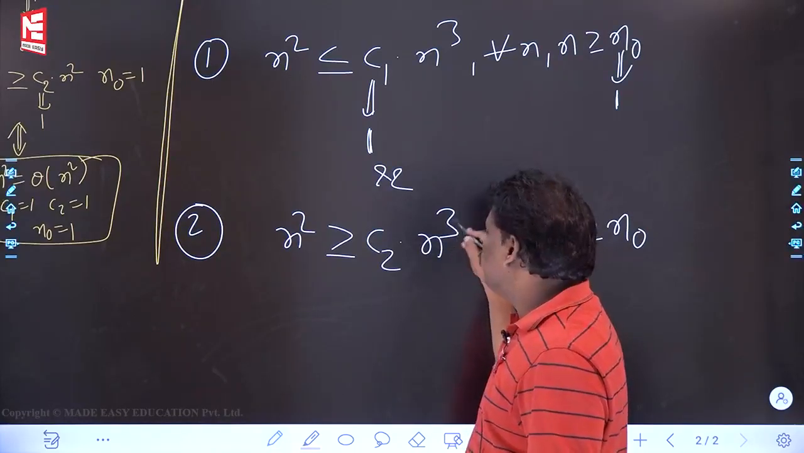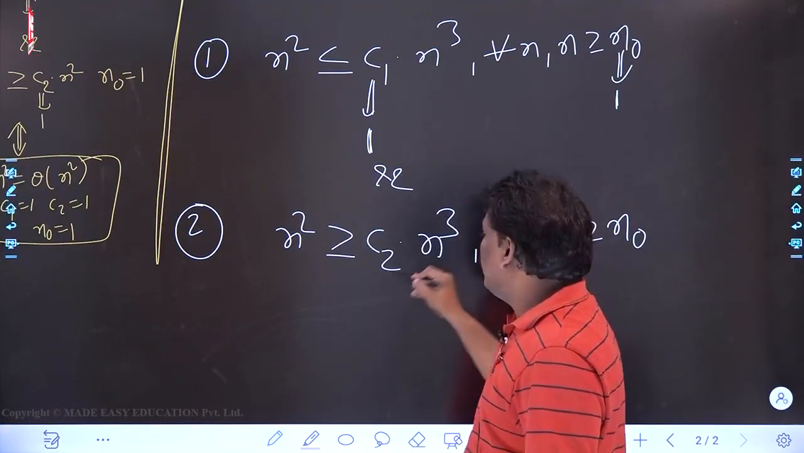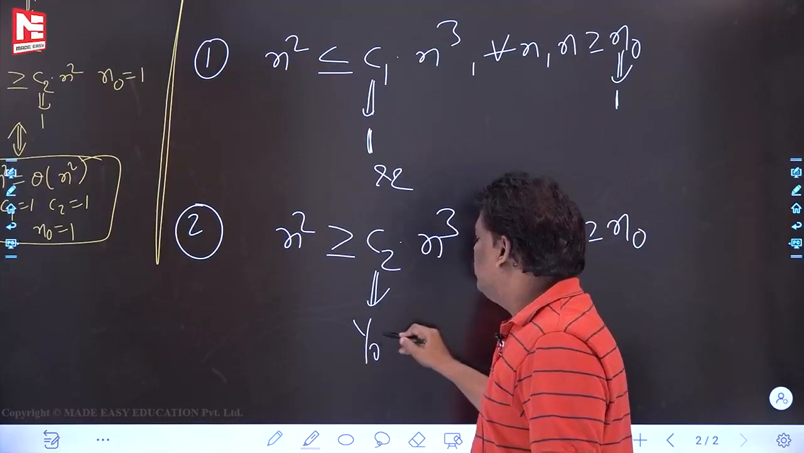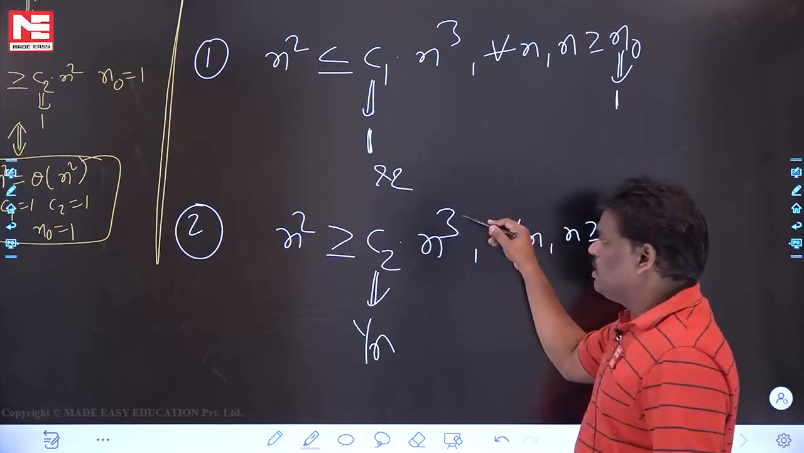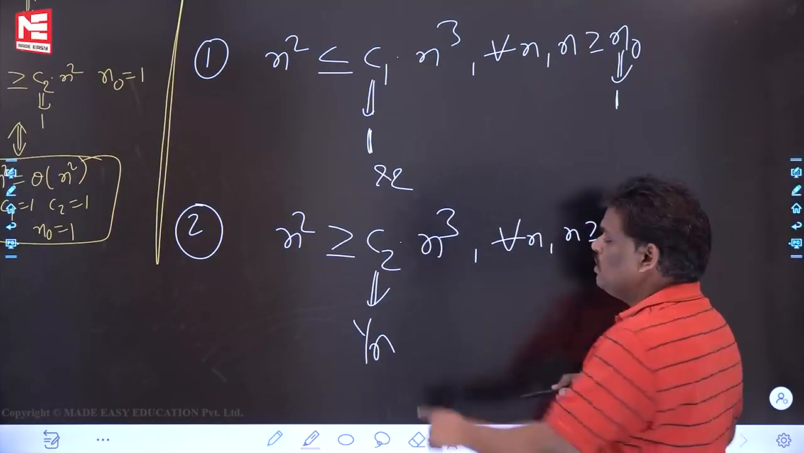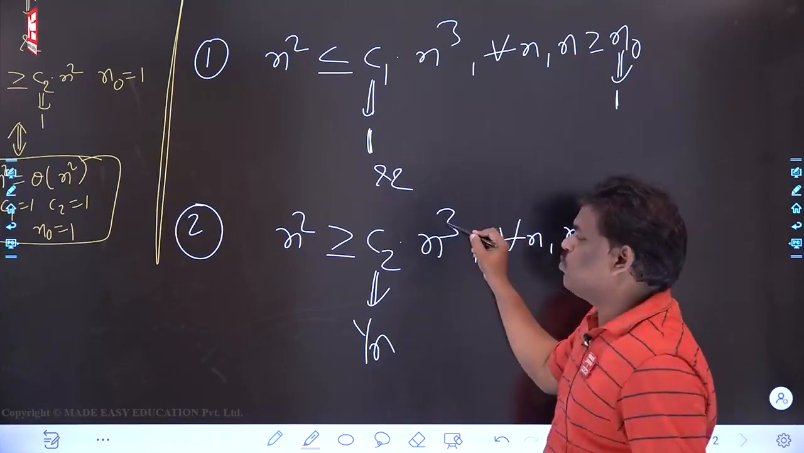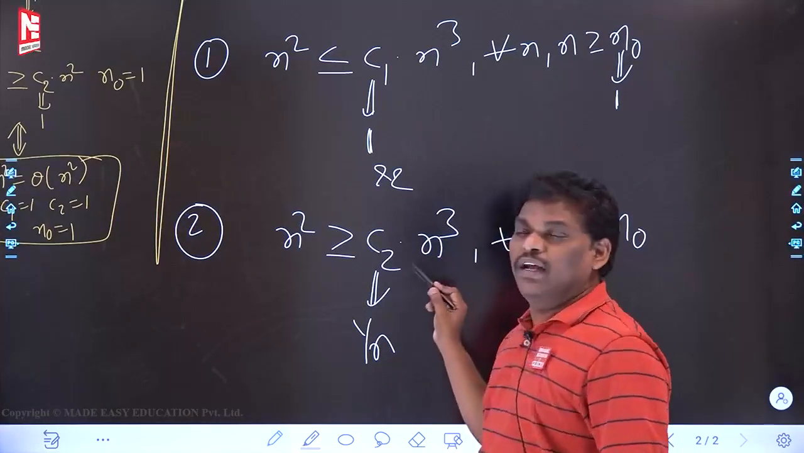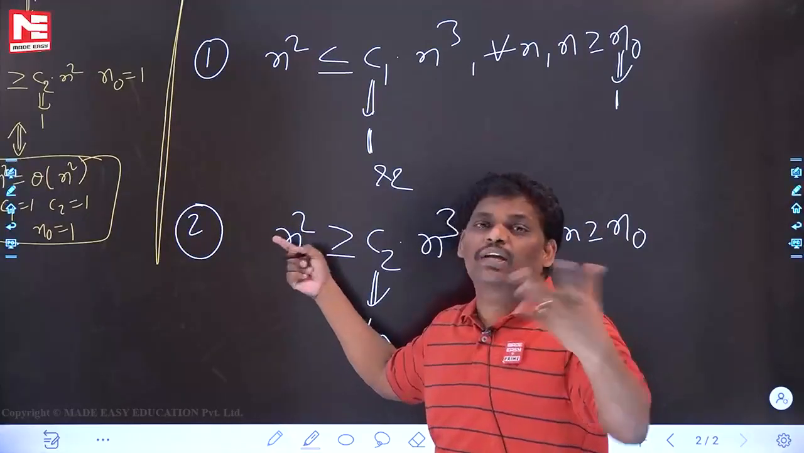How? What is the answer? N cube means n square into n. I will take C2 as 1 by n. 1 by n into n cube. I think n cube becomes n square into n, so these 2 will be cancelled. So n square is there. I think C2 should be 1 by n. Then left will be either bigger or equal.